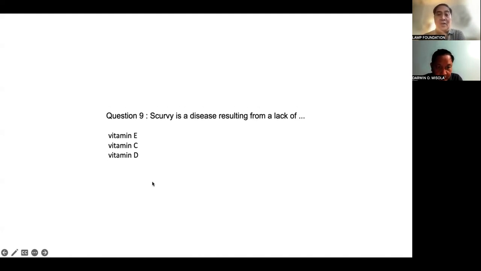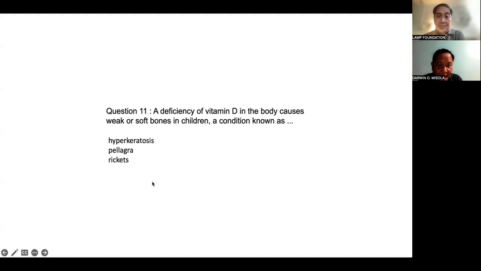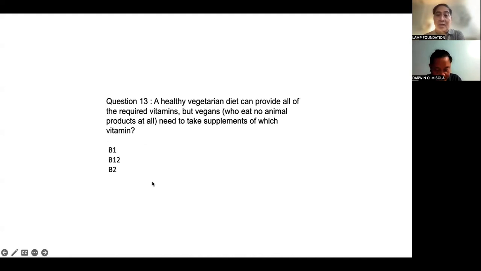Scurvy is a disease resulting from a lack of Vitamin C. Which of the following vitamins is synthesized from cholesterol in the skin during sun exposure? Vitamin D. A deficiency of vitamin D in the body causes weak or soft bones in children, a condition known as Rickets. Which vitamin helps to maintain healthy skin and eyes and strengthens the immune system? Vitamin E. A healthy vegetarian diet can provide all of the required vitamins, but vegans who eat no animal products at all need to take supplements of which vitamin? B12.